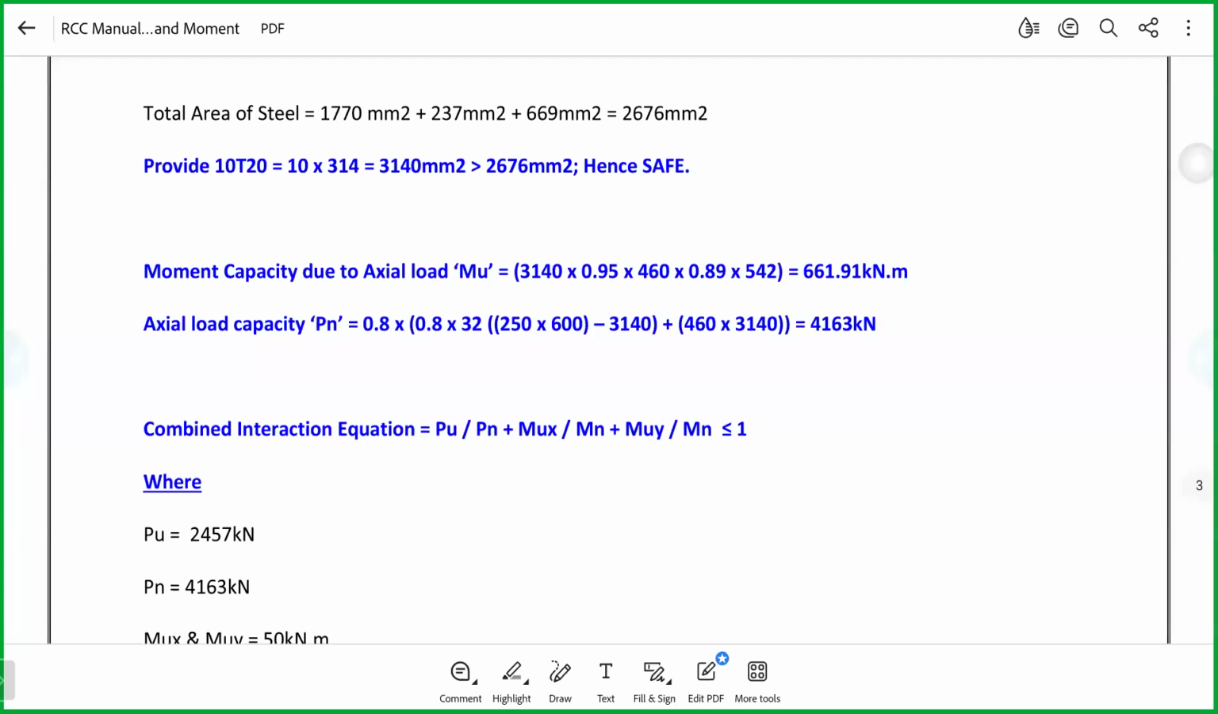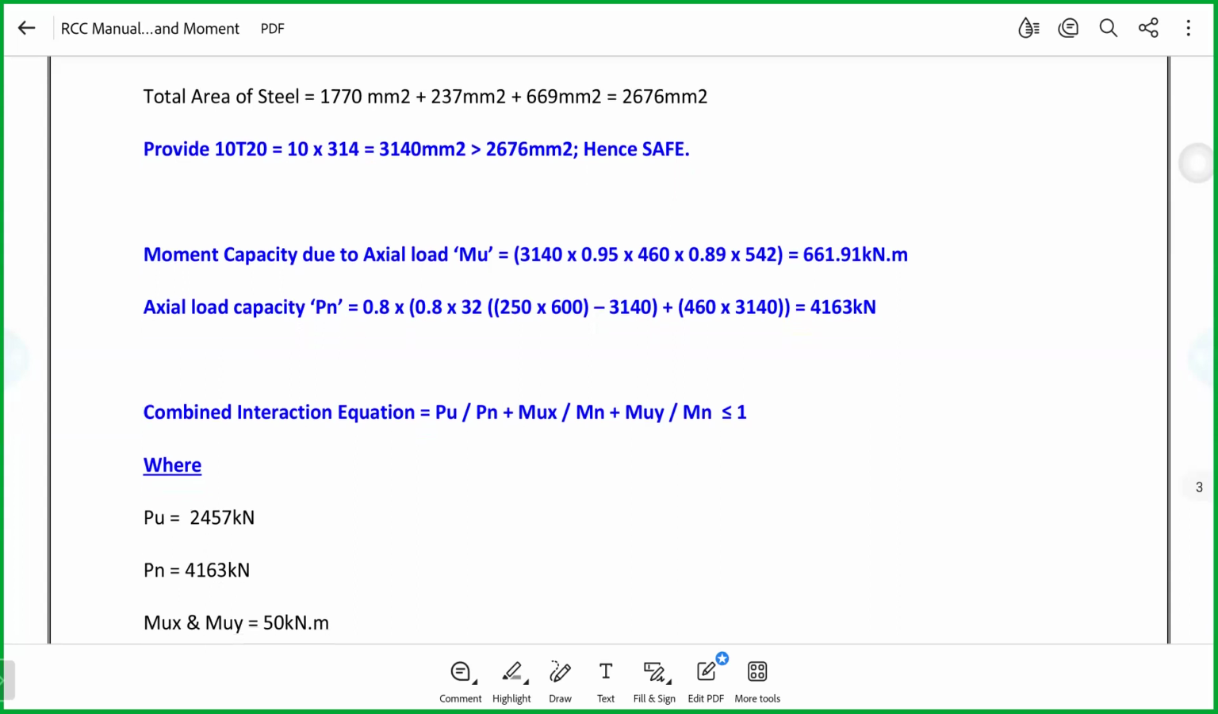The axial load capacity, same equation, but I'm substituting all those things, then I will get the capacity is what? 4163. So instead of 2457 axial load, I will get 4163, because your dimension is much higher and your reinforcement is okay, but higher. So your axial load capacity is much higher.